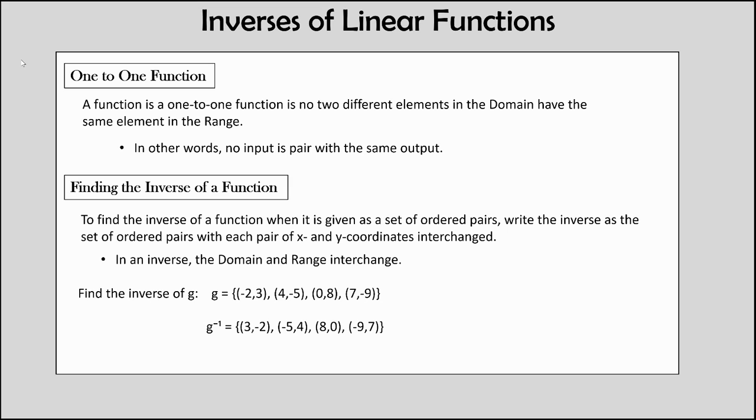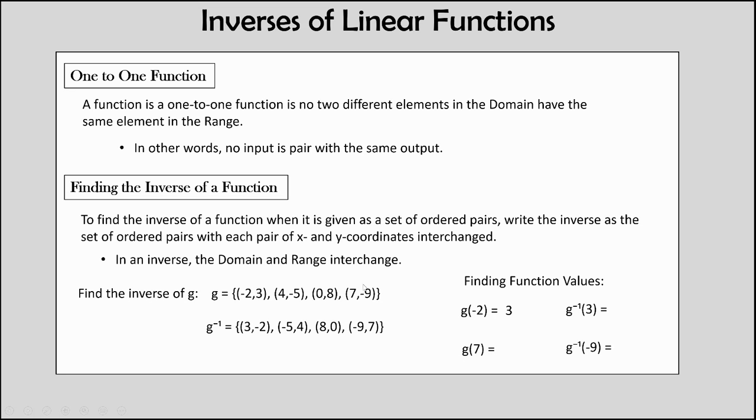And then they can even ask us about function values of these. So for example, g of -2. Go to the g function. Input of -2 has an output of 3. So g of -2 is 3.